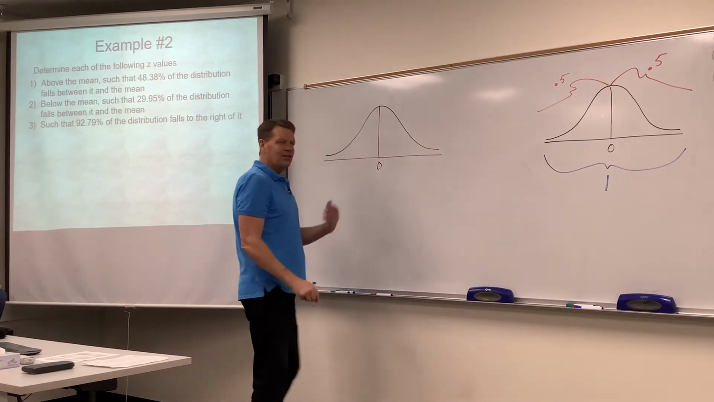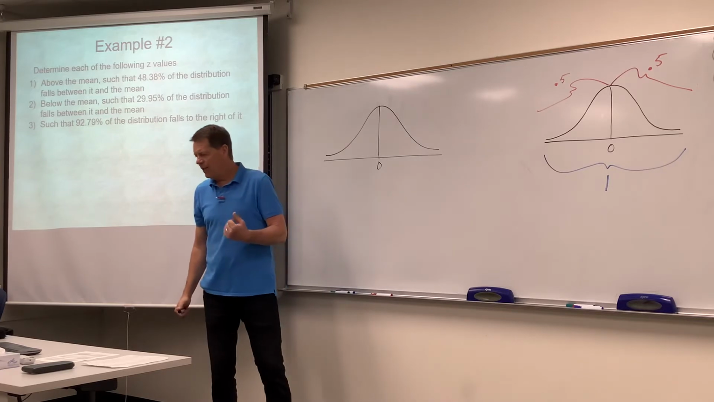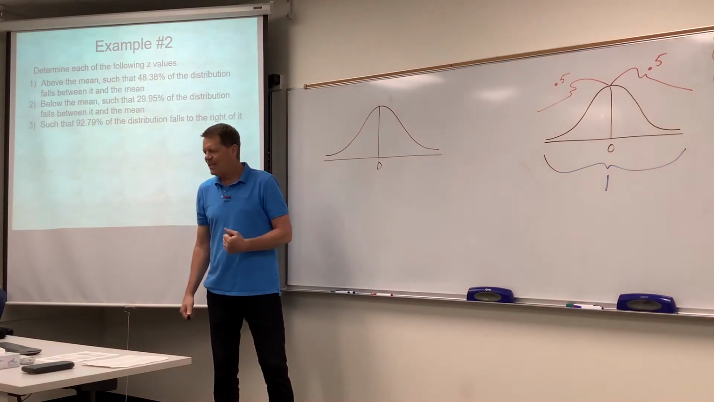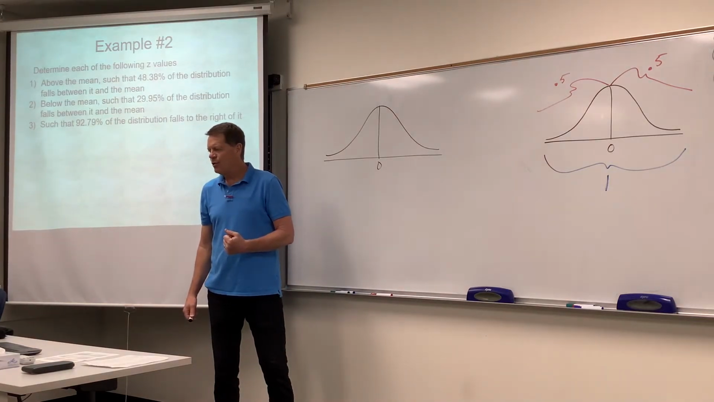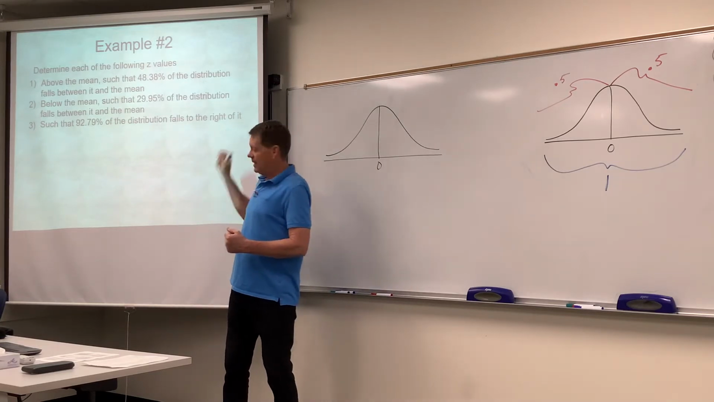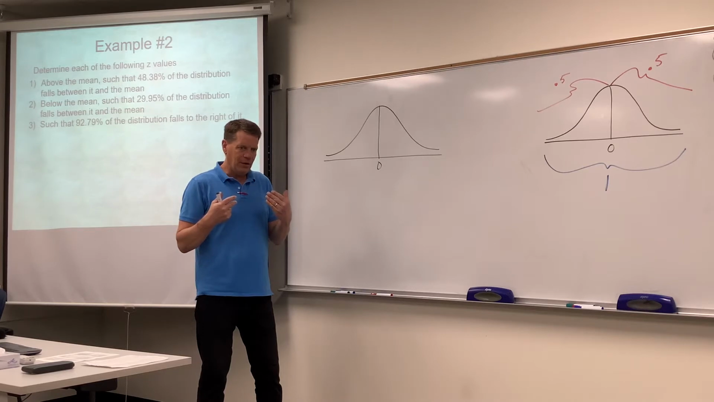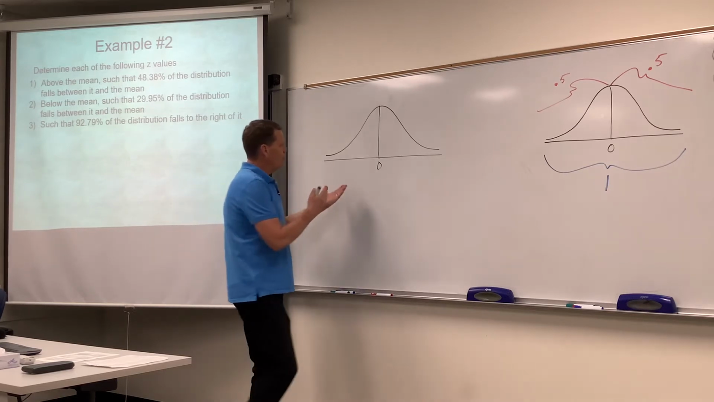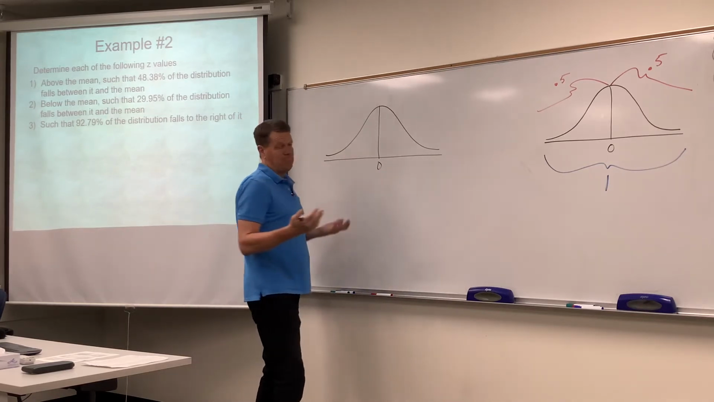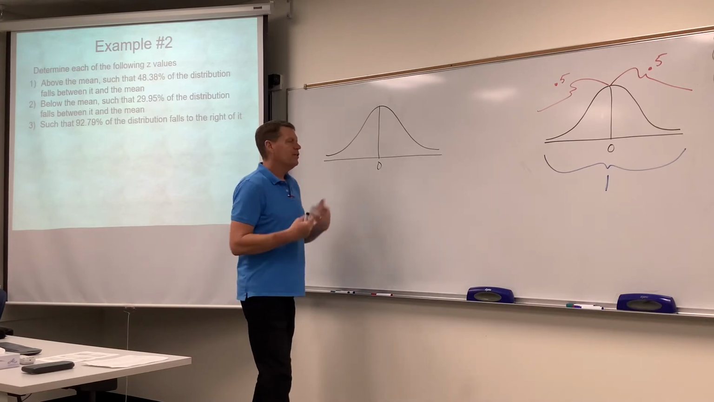Now this time they don't tell us where the z-score lives. It simply says 92.79% of the distribution falls to the right of it. Look, this is where we need critical thinking to figure out where to put that z-score. Now, if you don't know whether to put it below or above, flip a coin and guess. Let's just talk about it.